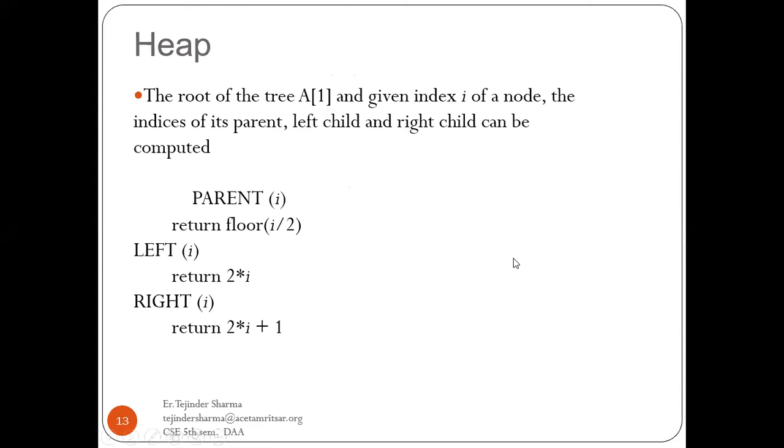So the root of the tree is A[1], and given the index i of a node, the indices of its parent, left child and right child can be computed. The parent will be at i, so return the floor value of i by 2. Left of i is 2 times i, and right of i is 2 times i plus 1.